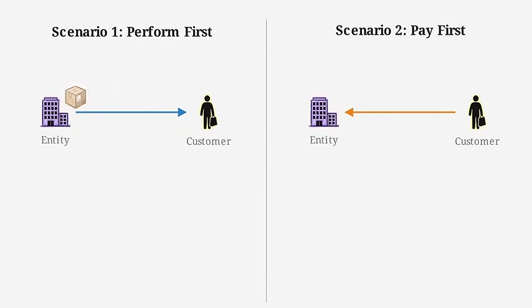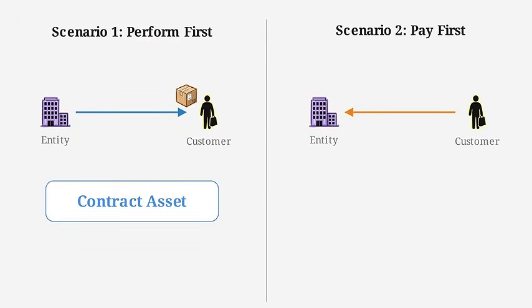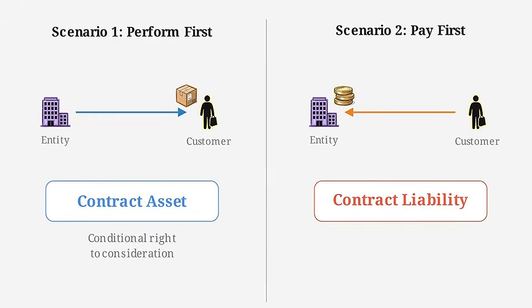If an entity performs by transferring goods before the customer pays, it records a contract asset, a conditional right to consideration. If the customer pays in advance, the entity records a contract liability, an obligation to perform.